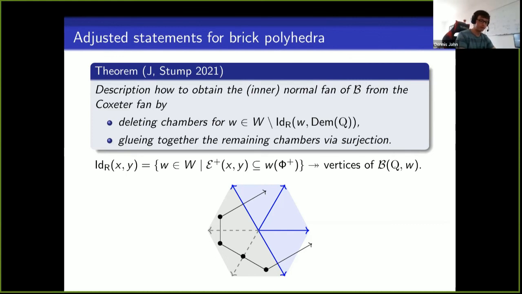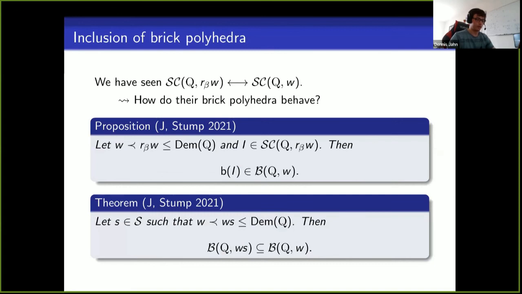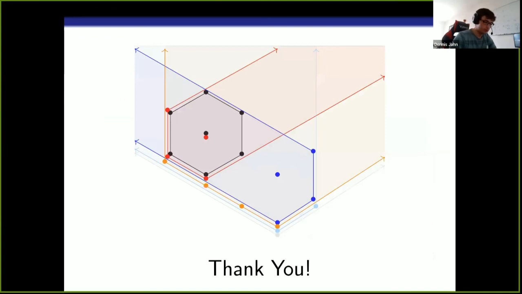Okay. We have to delete now chambers in the Coxeter fan, for example, these gray chambers here, and then glue some of the remaining chambers together. So here you can see in blue the normal fan of the polytope. And we get an inclusion theorem for brick polytopes, the brick polyhedra that correspond to upper covers. And this leads us right back to the picture of the beginning, where you can see all of these polyhedra for one fixed word, how they include each other. Okay. And then thank you very much for your attention.